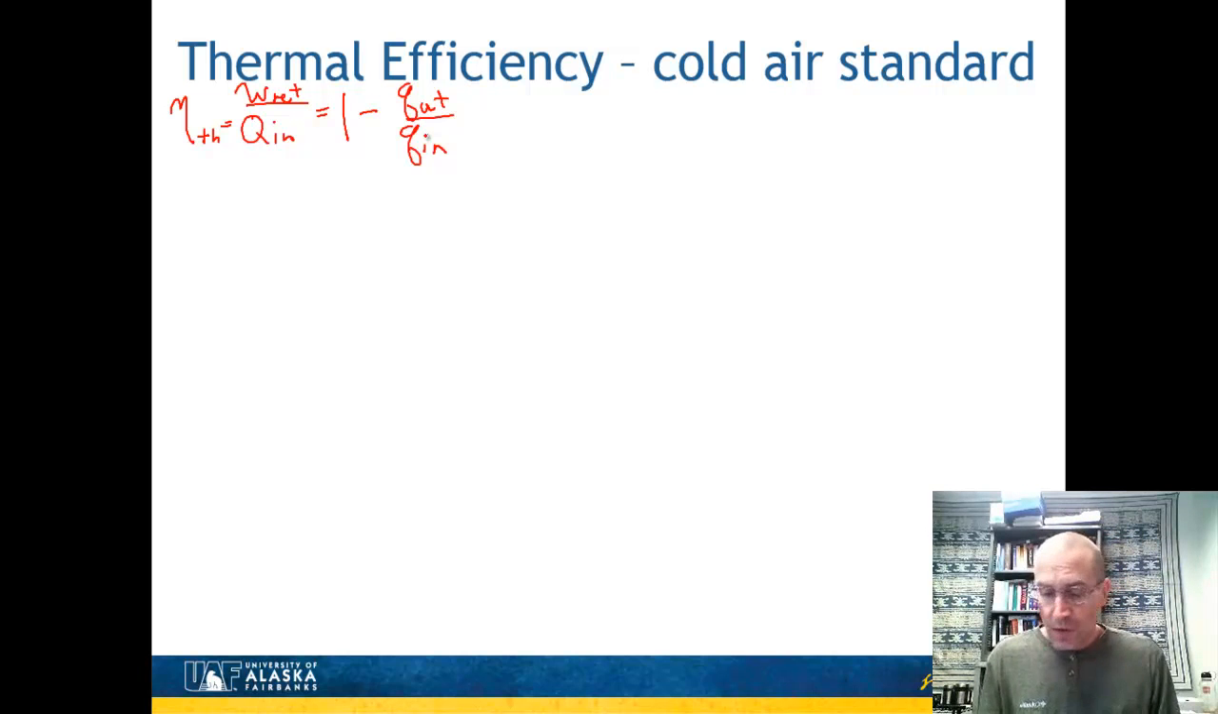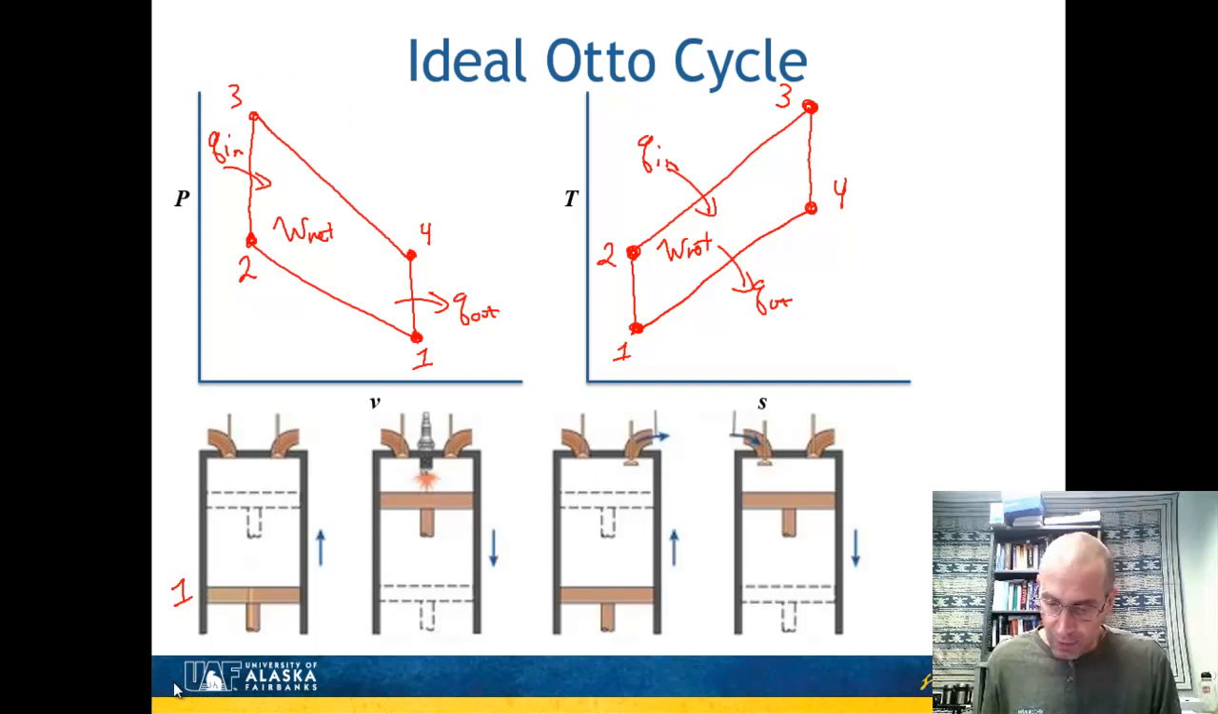So first of all, I want to get equations for Q out and Q in. If I go back to my previous cycle here and look, Q in is steps 2 to 3, and Q out is steps 4 to 1.